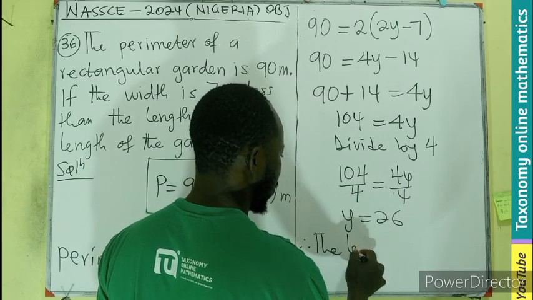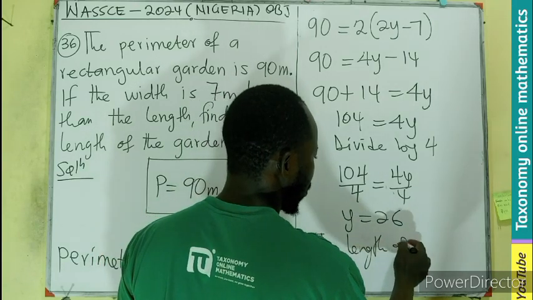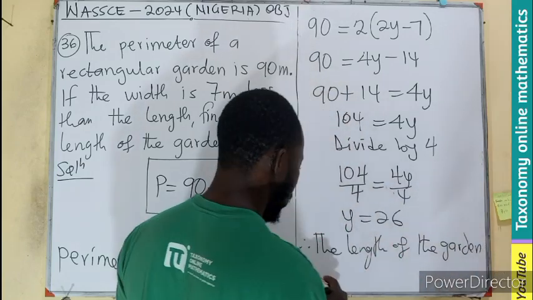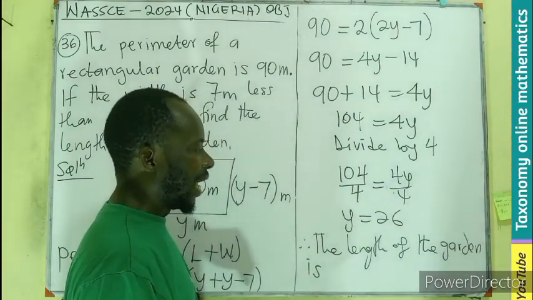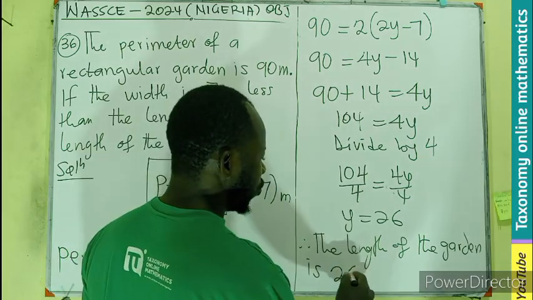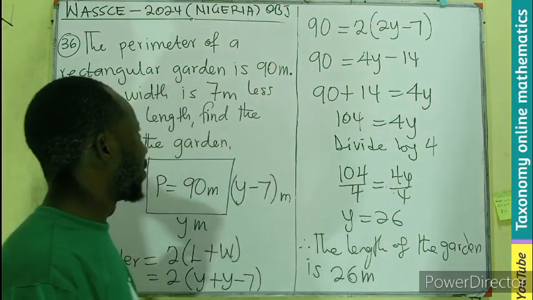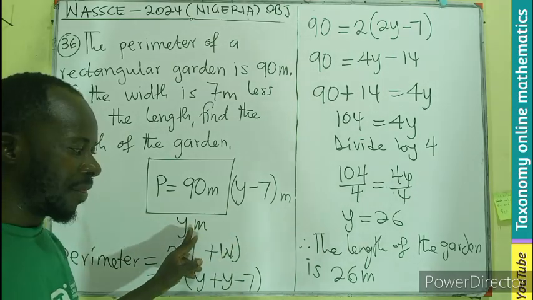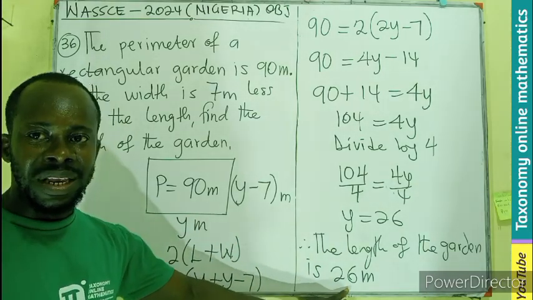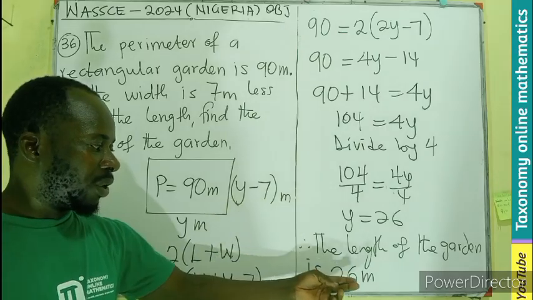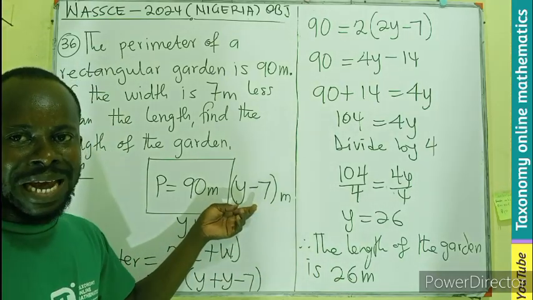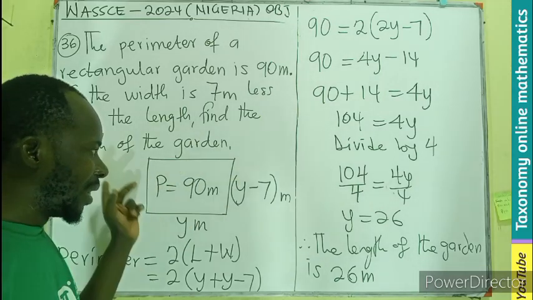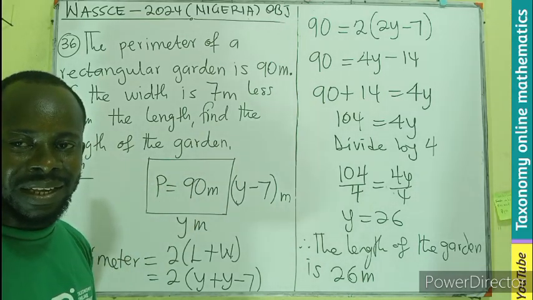Therefore, we can say that the length of the garden is going to be 26 what? Meters, if we have measurement within meters. So since y is standing in for the length, getting y to be 26 means the length of this is 26, and the width is going to be 19 meters. When you find their sum in terms of the perimeter around it, that will give you 90.